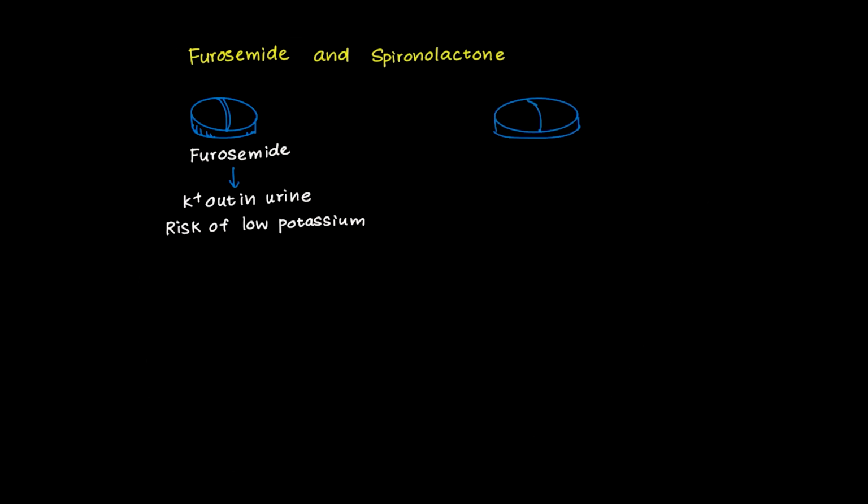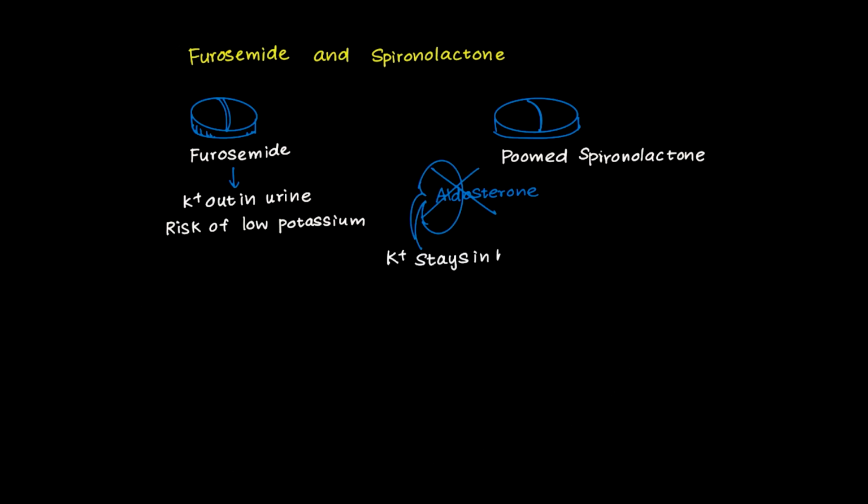Spironolactone is a potassium-sparing diuretic. It blocks aldosterone, the hormone that tells the kidneys to hold sodium and dump potassium. By blocking aldosterone, spironolactone keeps potassium in the body. When you pair the two, furosemide does the heavy lifting on fluid removal, and spironolactone protects potassium at the same time. That balance is exactly why clinicians prescribe them together in heart failure.